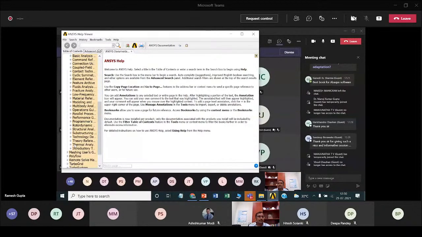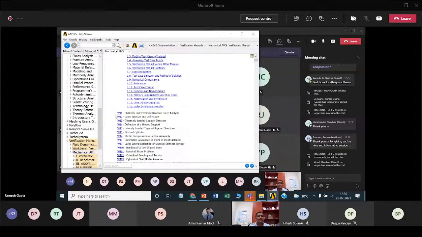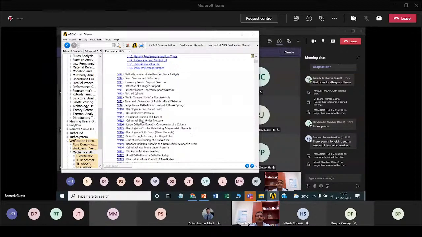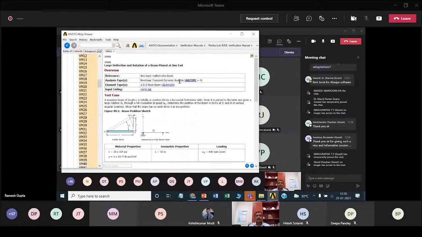If you look, a good number of verification problems are available. Whenever you are working, in your learning process, make sure you go through all these verification manuals. So in mechanical APDL, there is a theory manual and a verification manual. It starts with VM, where V stands for verification and M for manual: VM1, 2, 3, 4, all of these are available. Just click randomly and you will find many example problems. You can practice one after another.